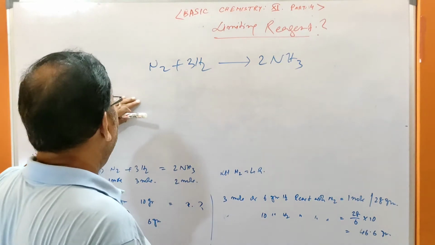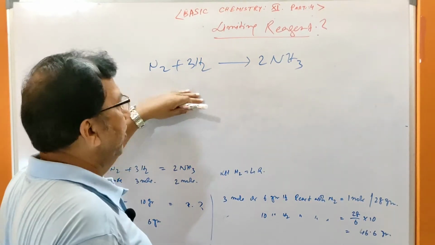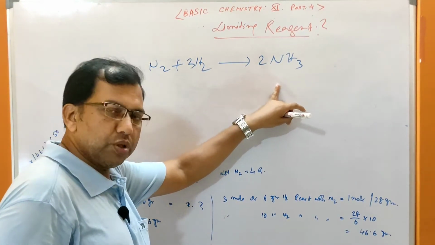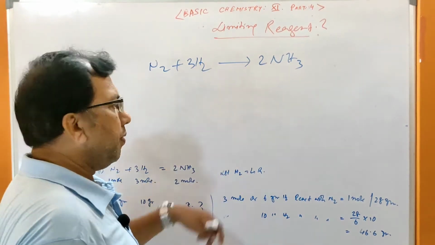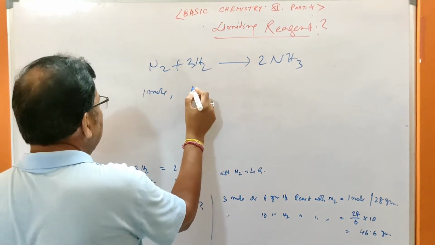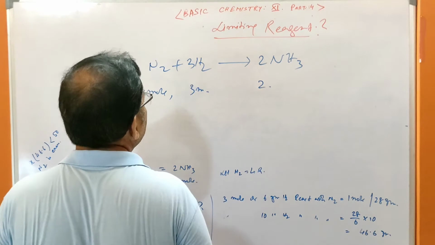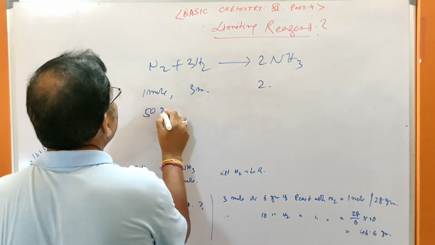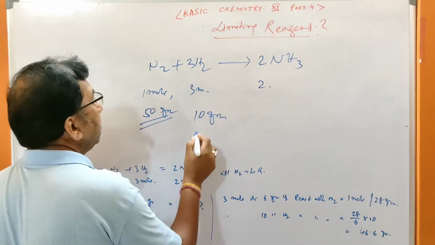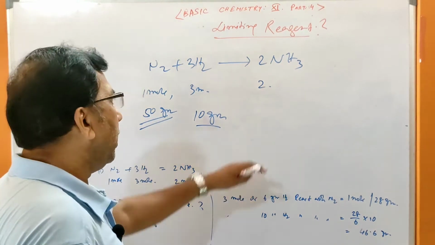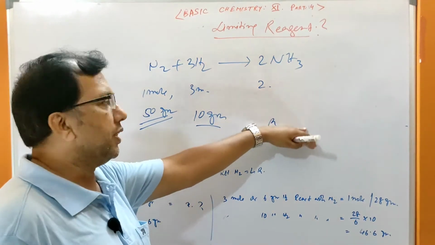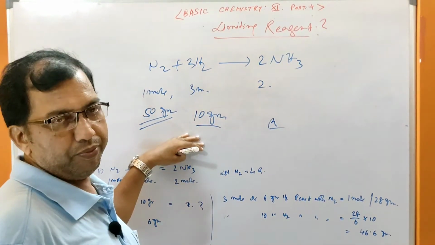So in these reactions, if you are to find which is the limiting reagent, something will be given, and the question may come on what the amount of product formed will be, and to find the limiting reagent. Suppose it is given: this is 1 mole, this is 3 moles, this is 2 moles. Suppose 50 gram nitrogen reacts with 10 gram of hydrogen and produces ammonia. So find the amount of product that will form, and find the limiting reagent.